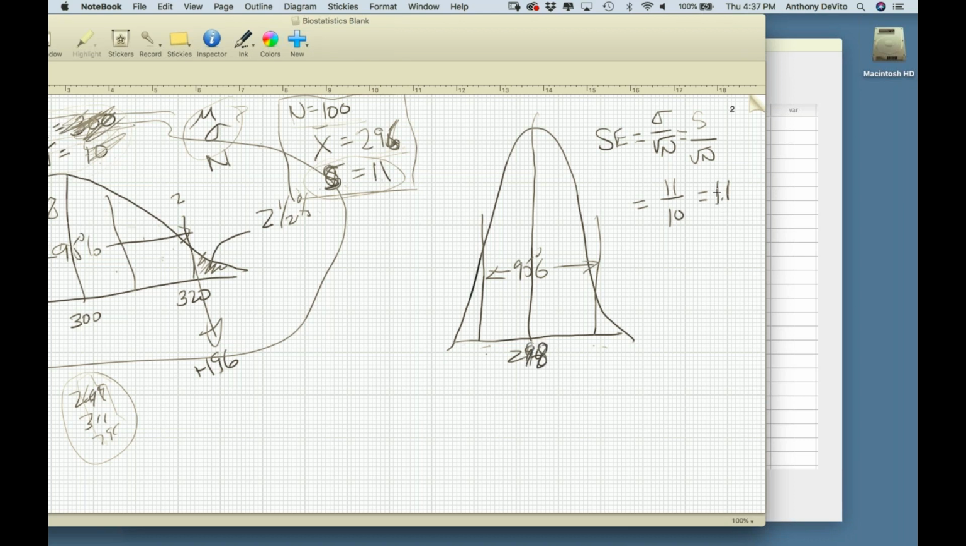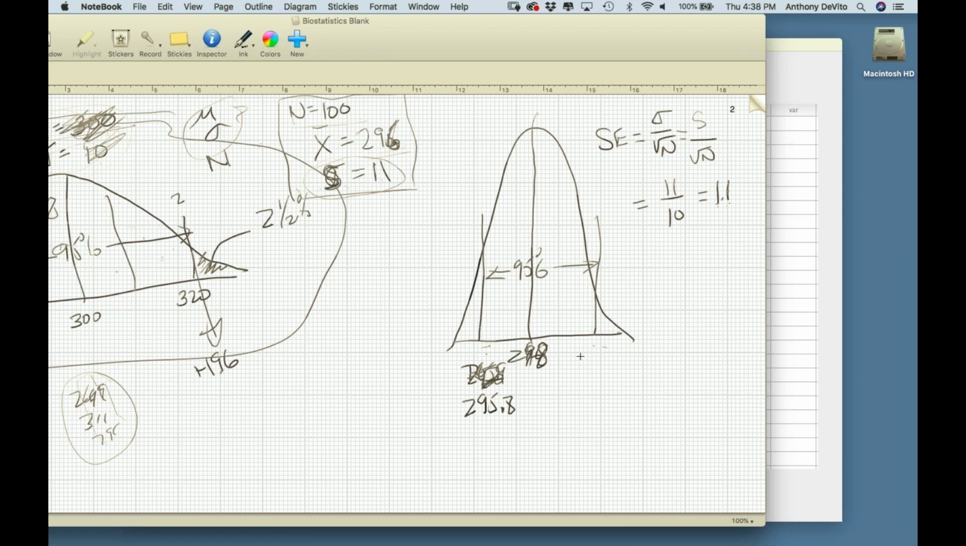Okay, so it's 1.1. So I know two standard deviations below the mean is going to be 295.9. Am I right? I think I'm right. Yeah, I'm right. No, 295.8. Right? So two standard deviations is 2.2, subtracted from 298, is going to be 295.8. You agree with me? Okay, good. I just want to make sure my math is right.